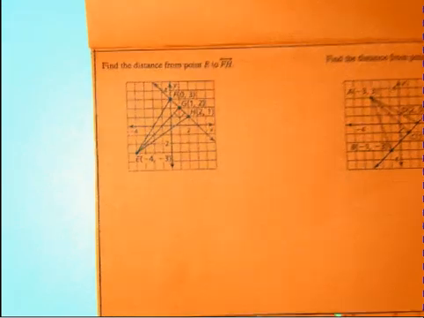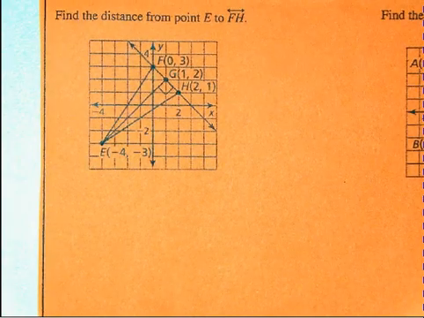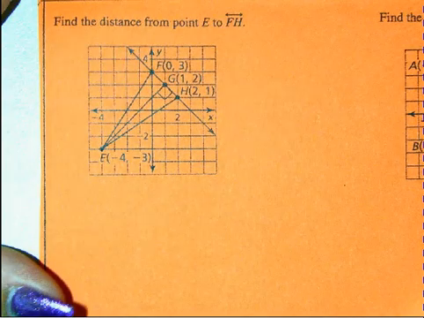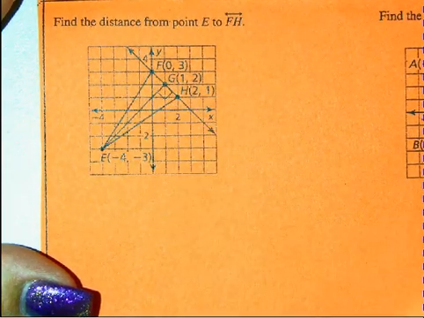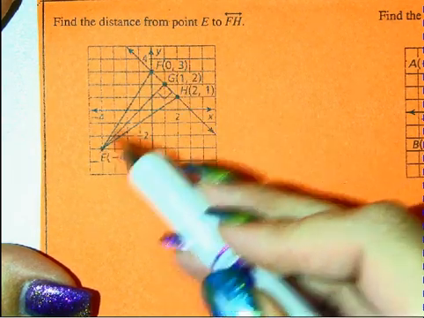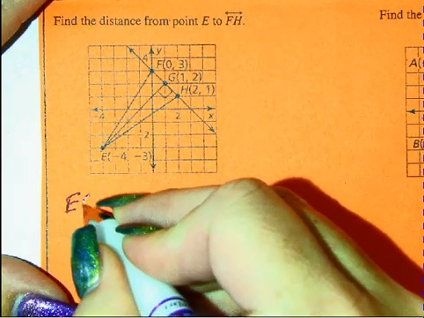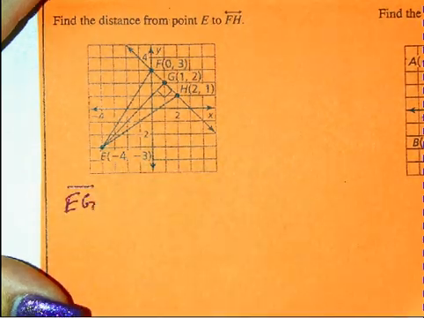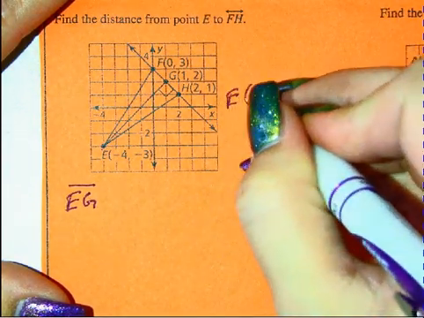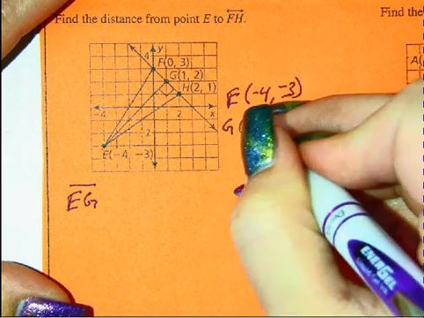And I am going to zoom in so it's a little easier to see this one. All right, so we're going to be finding the distance from point E to line FH. So we have 3 different segments here. So the shortest distance from point E to line FH is going to be EG. So we want to find the length of EG. Okay, that's the one that we need to find the length of. So the points that we're going to use, E is at (-4, -3), and G is at (1, 2).